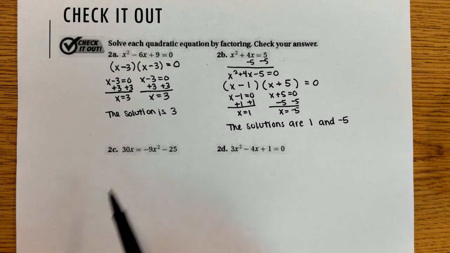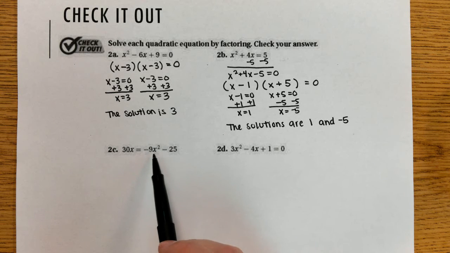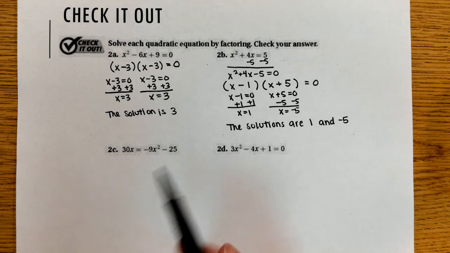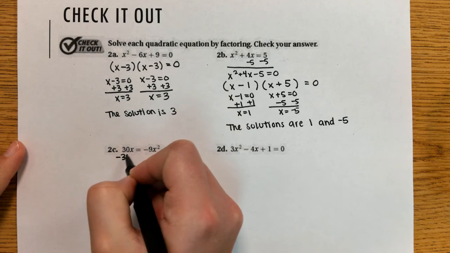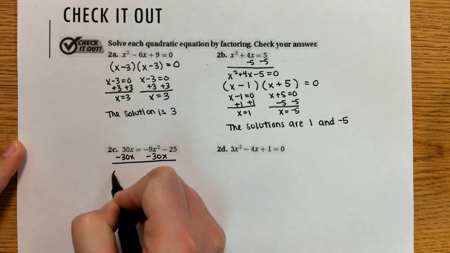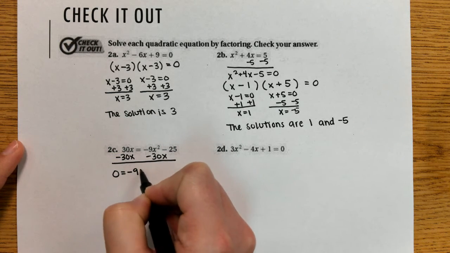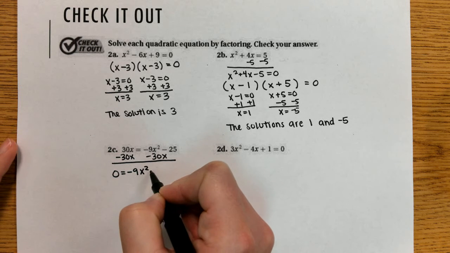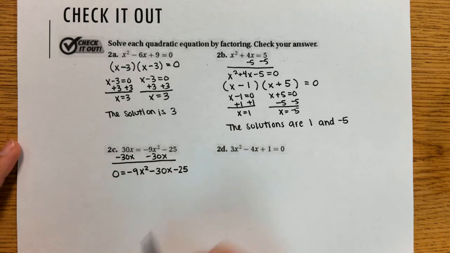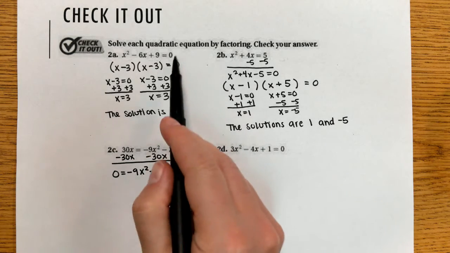2C, I have 30x equals negative 9x squared minus 25. So here, to write this in standard form, I'm just going to subtract this 30x from both sides. So I get 0 equals negative 9x squared, and then I'll have this negative 30x comes next, minus 25. Okay, so the 0 is just on the left-hand side. It still means the same thing as being on the right.